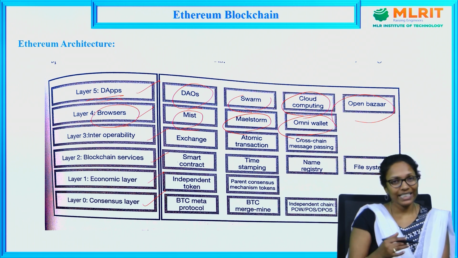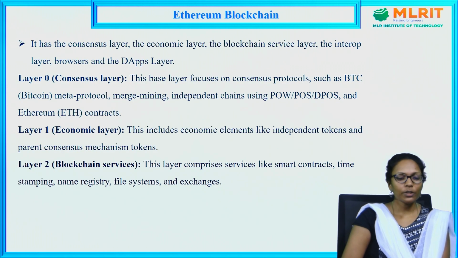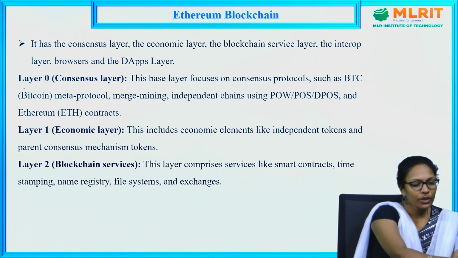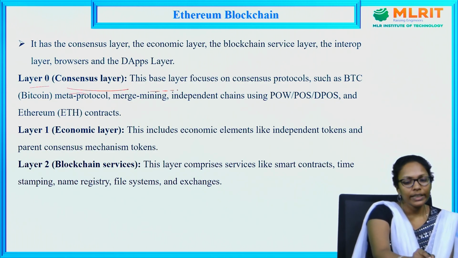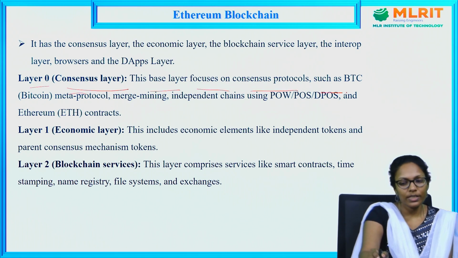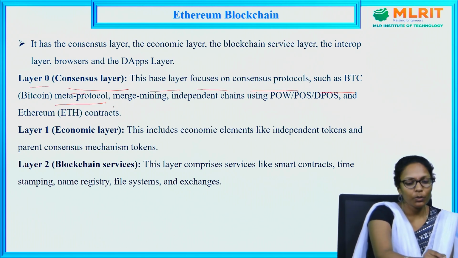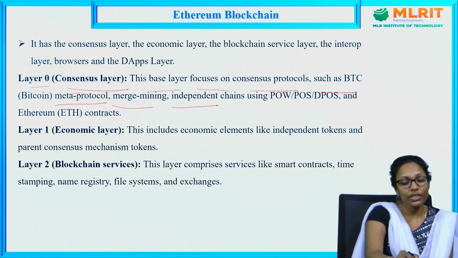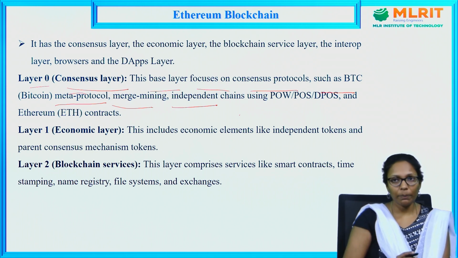So like this, at each and every layer, whatever things you are using will be mentioned in this diagram. Coming to the layer by layer, layer 0 is the consensus layer. This layer focuses on consensus protocols such as BTC, Bitcoin Meta Protocol, mesh mining, independent chains, and these are the different protocols which will be used in the consensus process.